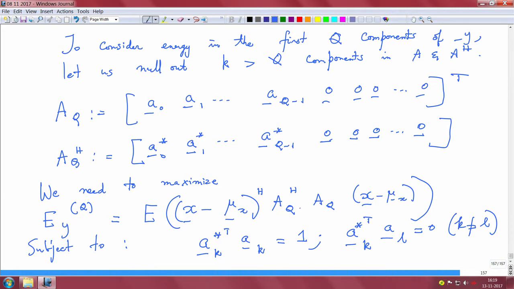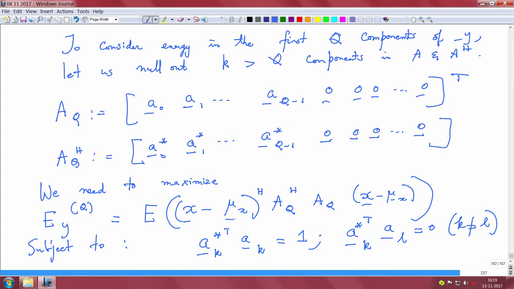Otherwise, if I did not null everything, then I would have just a full A here, right. Since I am nulling out components k greater than q, I retain the first q components, and therefore, this is the energy in the first q components. And I want to figure out some transformation that can maximize the energy in the first q components, that is maximize Ey of q, which is given by this quantity subject to these conditions, okay.